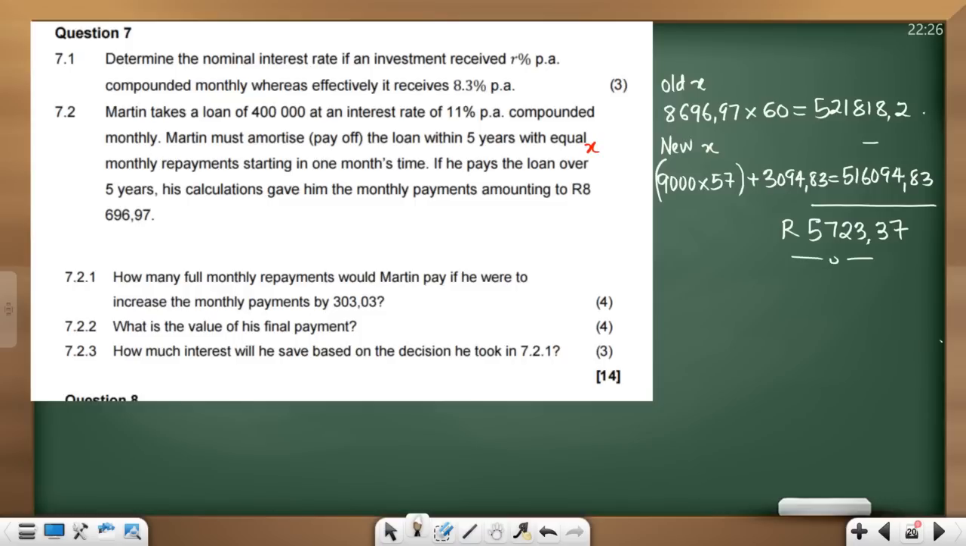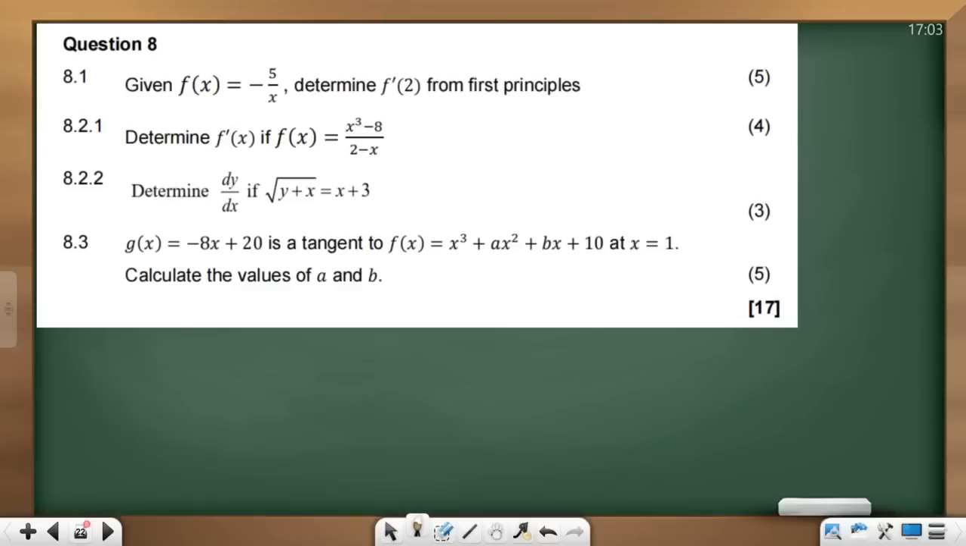Awesome. Okay, question 8. Let's run quickly now to calculus. We are almost done with the entire thing. Determine f prime of 2 from first principles. Usually it's f prime of x. Not a problem. Let's walk through. Okay, I'm going to just get a blank page.